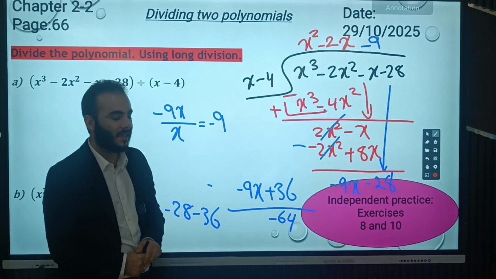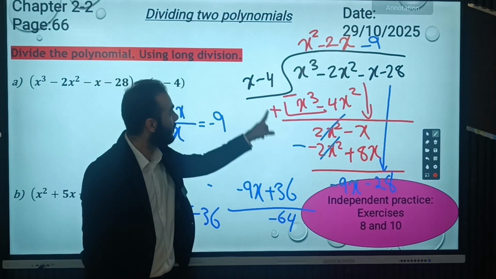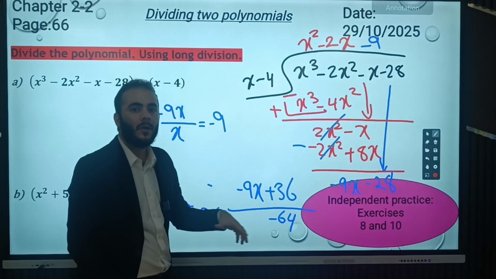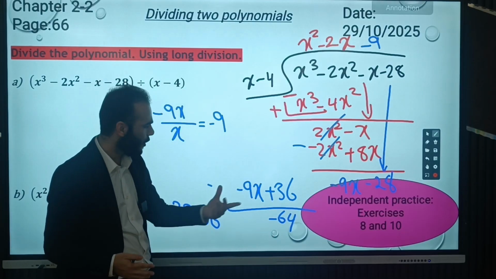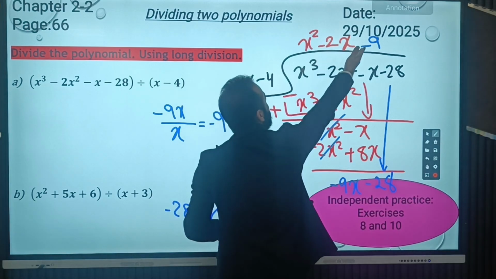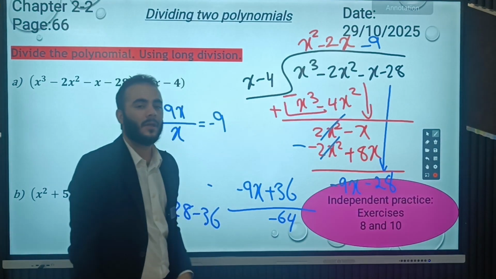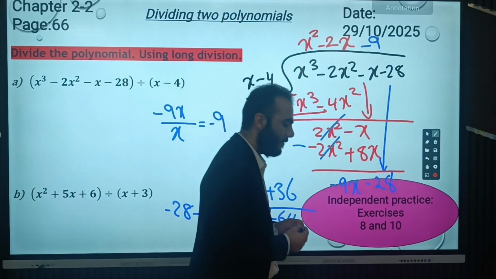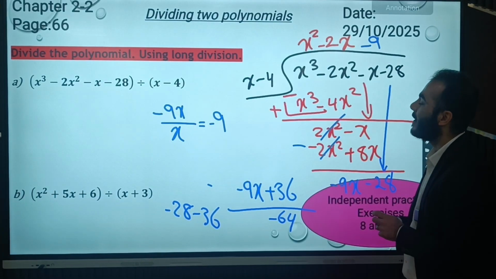And as I said, since it's a constant and not divisible by x minus 4, because the degree here is 1 and the degree here is 0, it's not divisible, so you will stop here. You will say that the quotient is x² minus 2x minus 9, and the remainder is negative 64. That is all about division of polynomials.